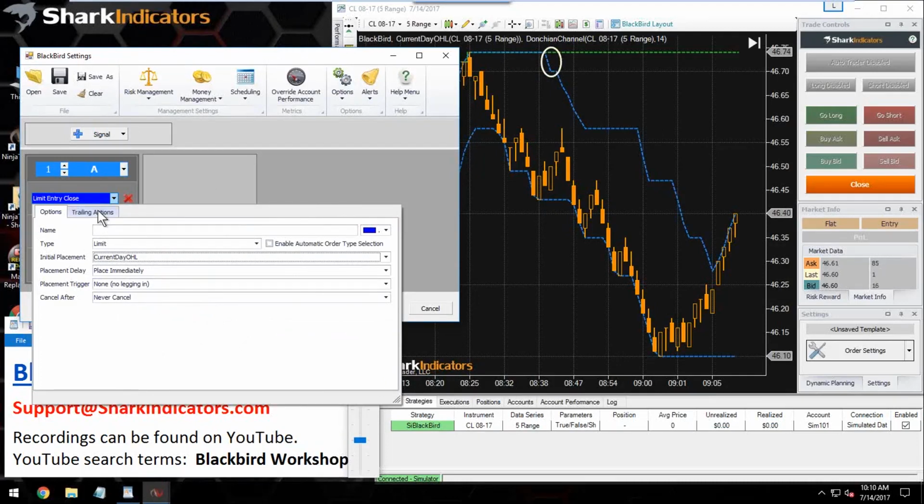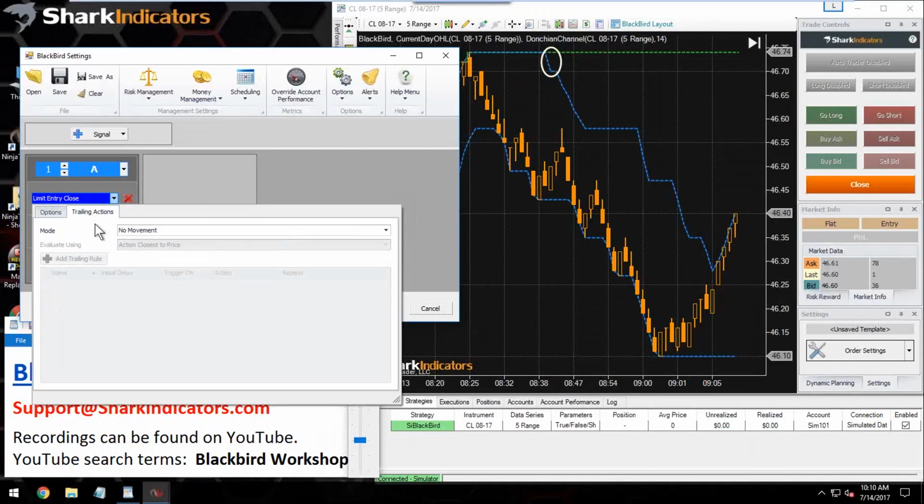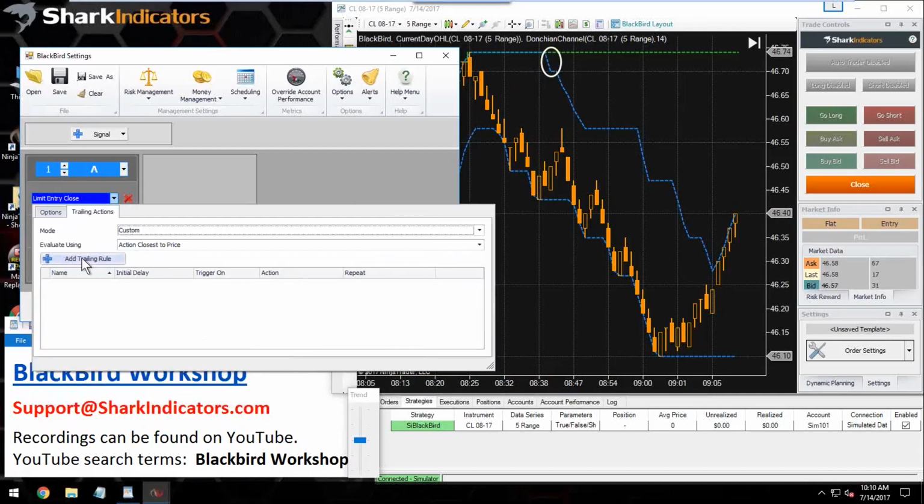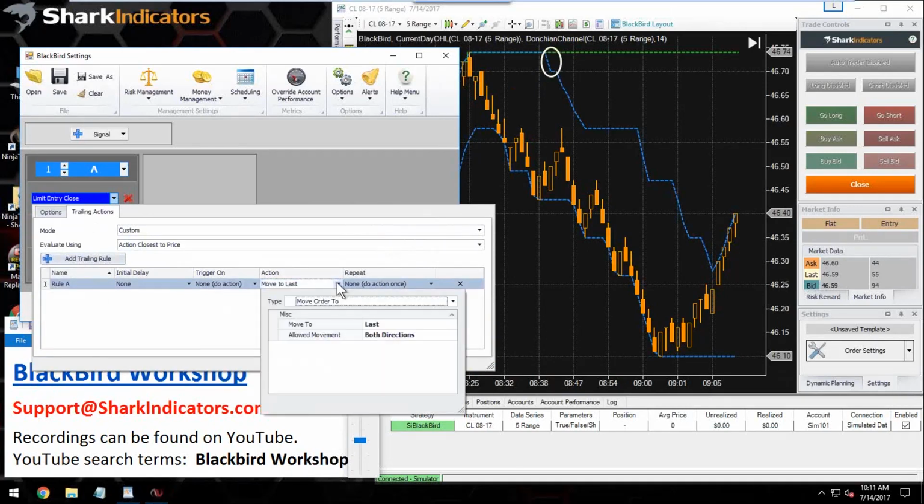The real question about canceling this limit order, when the two indicators separate from each other, is answered in the trailing actions. Trailing actions aren't always trailing actions here. They can do other things, such as canceling an order. So let's start a trailing rule here and look at the various actions that can be taken.